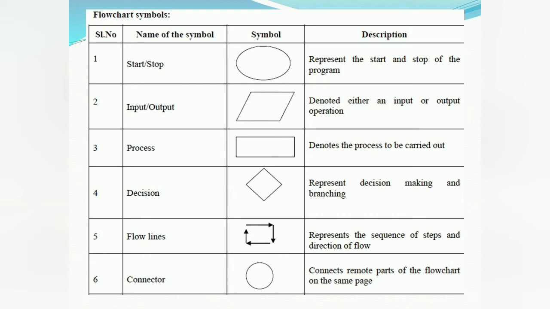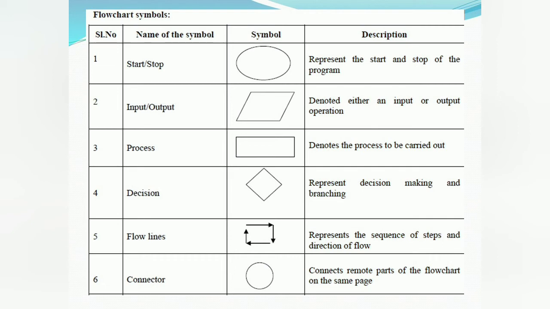The first symbol, the oval shape, is used for the purpose of terminal, stop and start. It represents the start and the end of the flowchart. The next symbol is the parallelogram. It is for the input and output purpose. The next symbol is the rectangle. It is used for the purpose of process. It denotes the process to be carried out, used for the arithmetic operations and data manipulations.